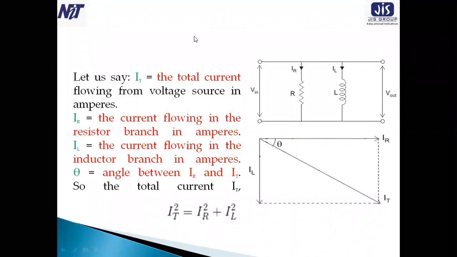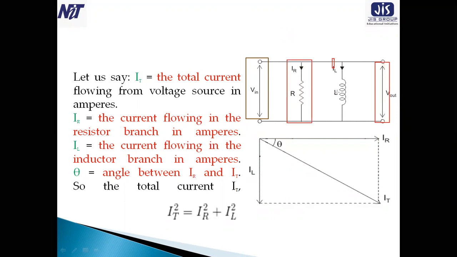Now the circuit which we already discussed in our previous slide is written here. Here it is V input, and here it is V output. Both are the same because the resistor and inductor are connected in parallel. So the voltages V in and V out are the same, but the current is different, because the current flowing through the resistance is IR and the current flowing through the inductor is IL. This current value is different.